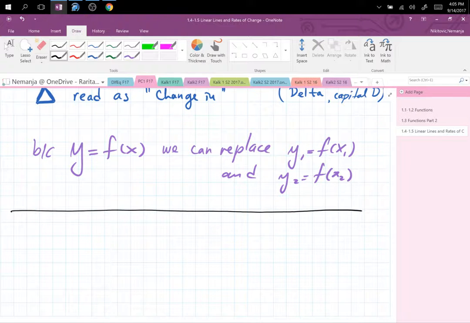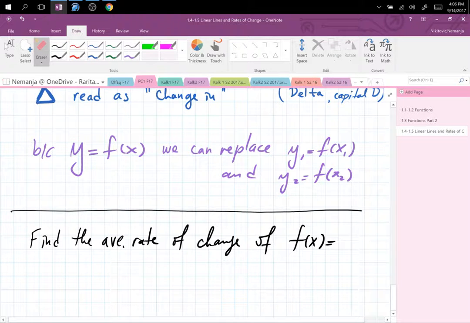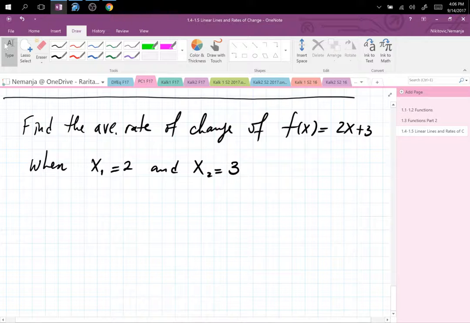So let's just do the cheapest possible problem. Find the average rate of change of f of x equals 2x plus 3 when x1 equals 2 and x2 equals 3. You have the formula, just plug it in, see what the number is at the end.